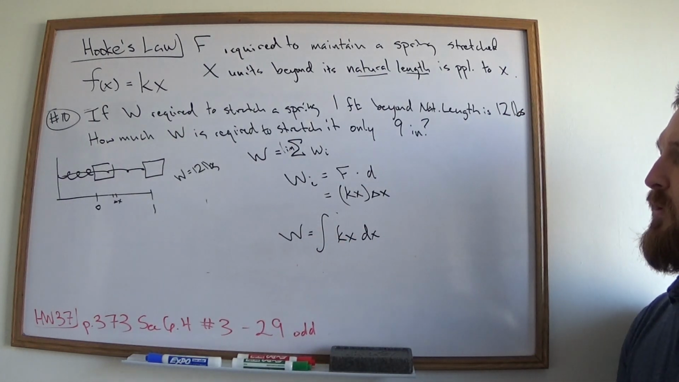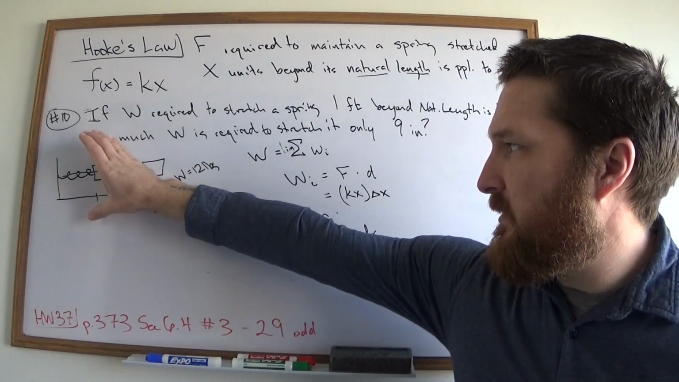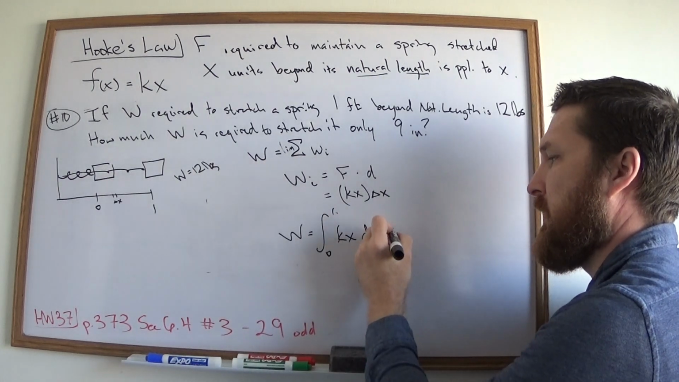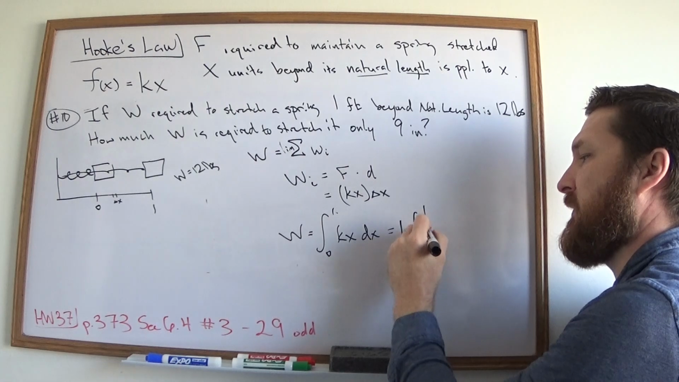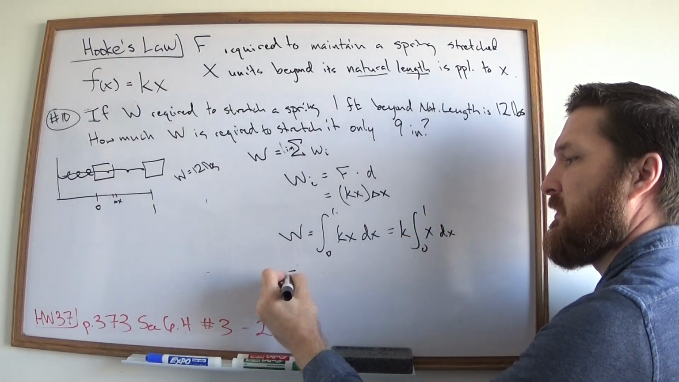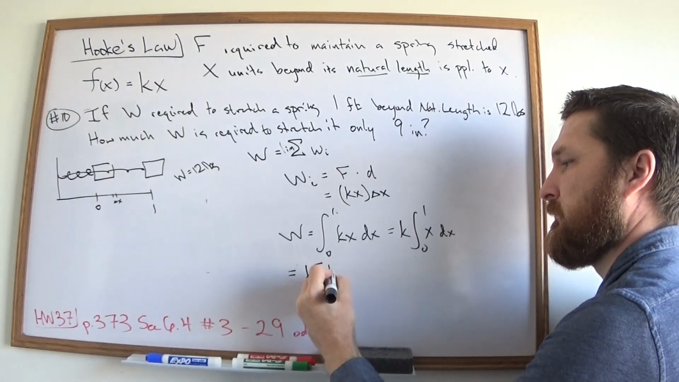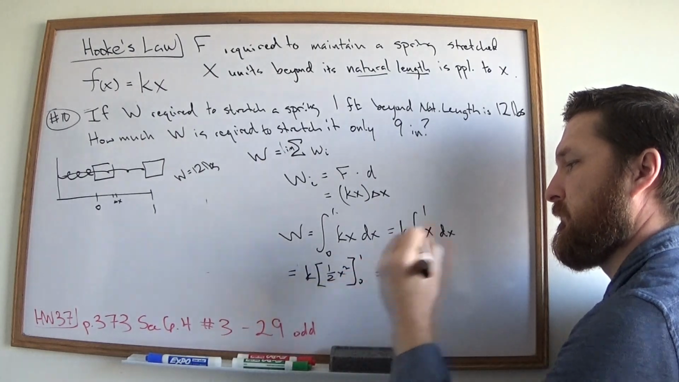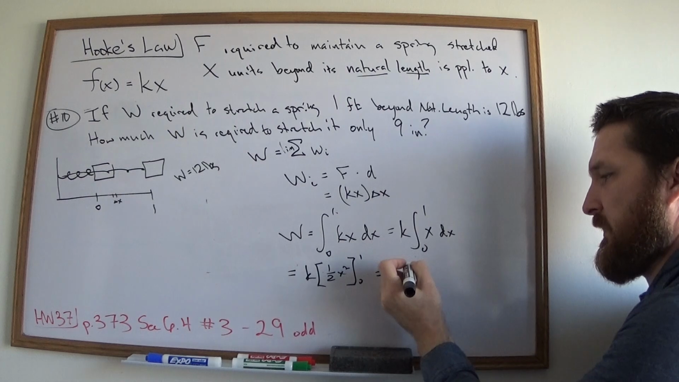And we're integrating from where to where? 0 to 1, because we started at 0 and we pulled it out to 1. And so k is the constant, we pull it out, and we have the integral from 0 to 1 of x dx, which is equal to k times 1/2 x squared, evaluated from 0 to 1. Which is just k times 1, a half k.